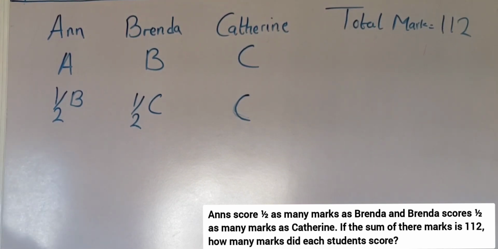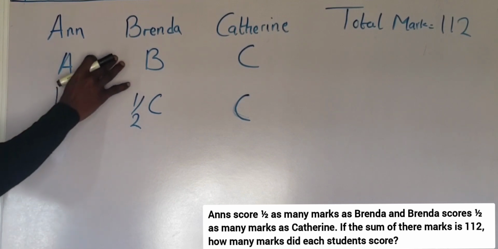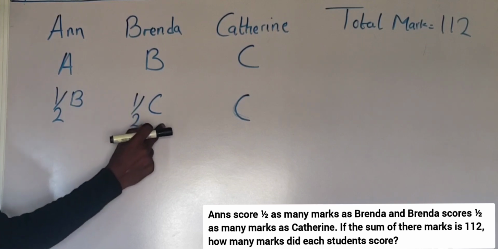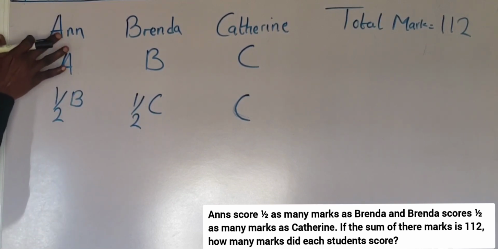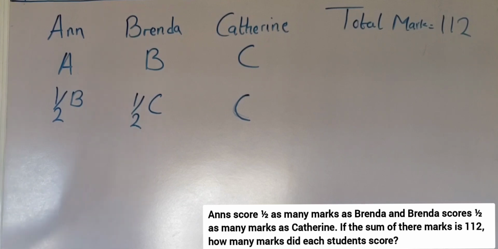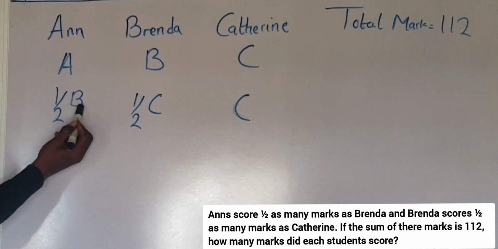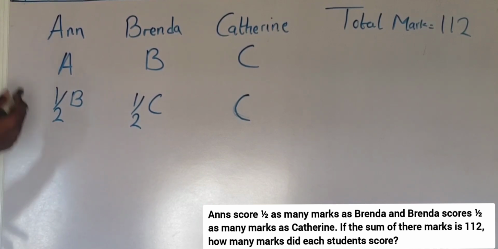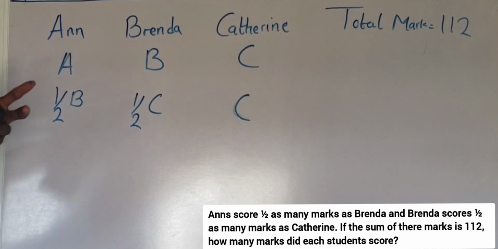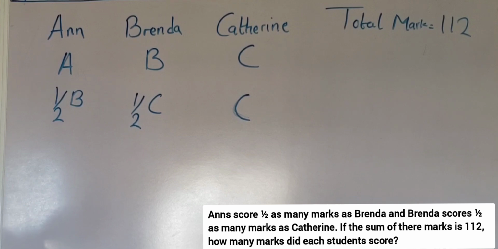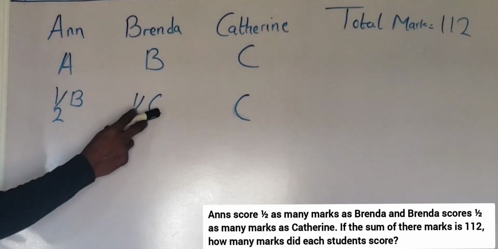Now, look at this. If I want to express all their marks, I want to express both Anne's mark and Brenda's mark in terms of Catherine's mark. Brenda's mark is already expressed in terms of Catherine's mark as 1/2 of C. Now I also want to express Anne's mark in terms of Catherine's mark. Since I know that 1/2 of Brenda's mark will give me Anne's mark, and the total mark is 112, we are using marks. So 1/2 of Brenda's mark will give me the mark of Anne. Now, I know that Brenda's mark is half of Catherine's mark.